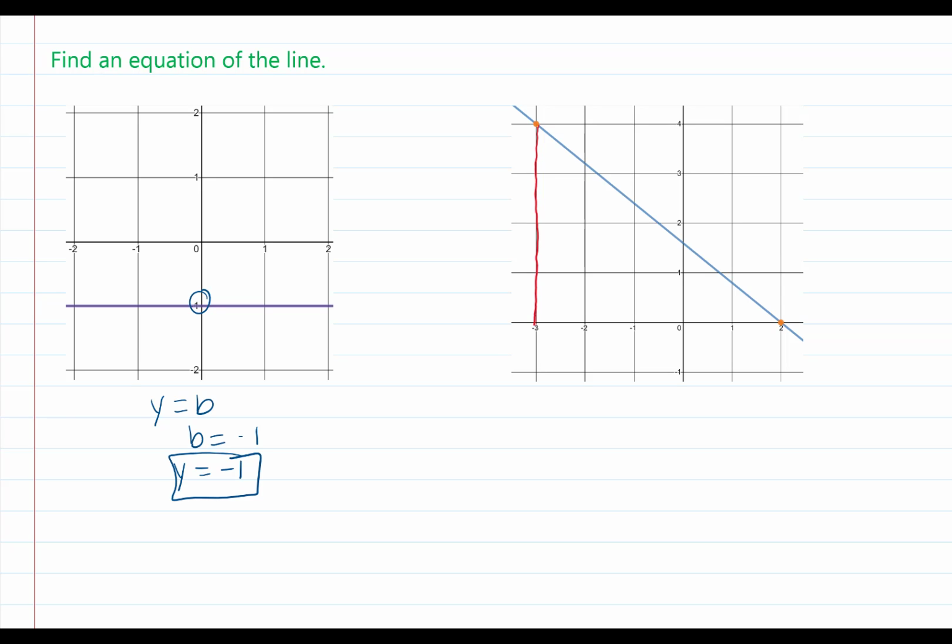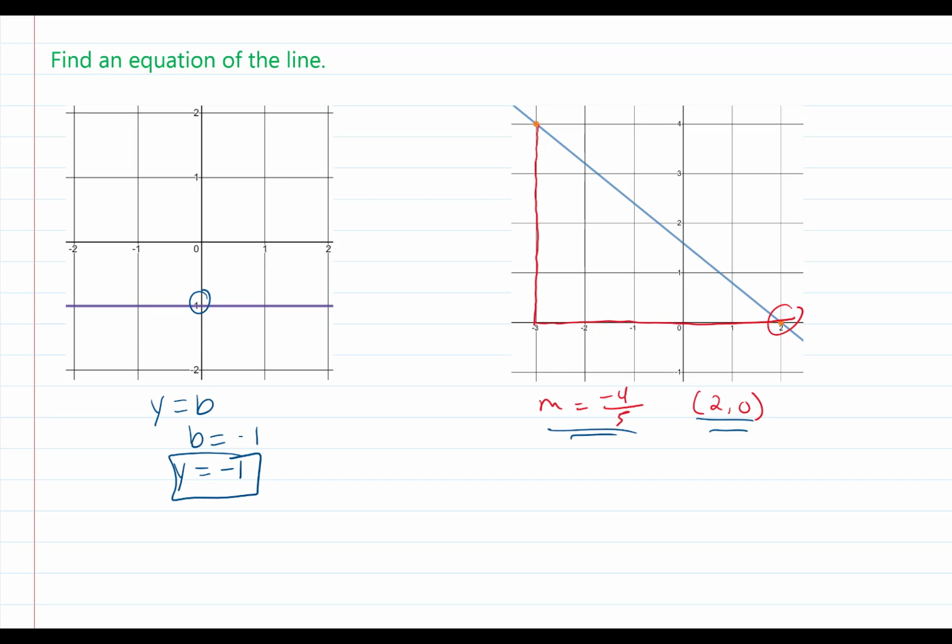So notice I go down 4 units and to the right 5 units, which means that my slope is equal to negative 4, which is the rise, over 5, which is the run. So that's my slope. I do have 2 points that I can use, so I'm going to pick one of these 2 points. I'm going to choose 2 comma 0. So I'm going to pick 2 comma 0 as my point that's on the line. Therefore, I have enough information to use point slope form.